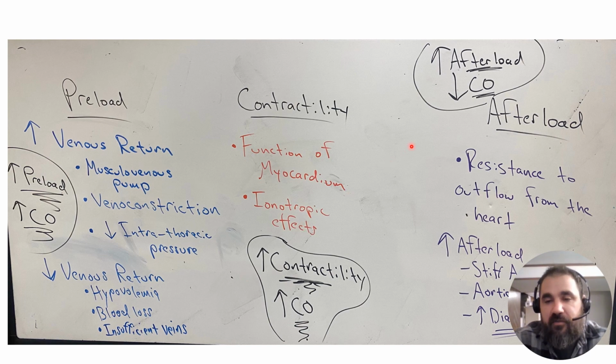This next part here is afterload. So afterload has an inverse relationship to cardiac output, where preload and contractility have a direct relationship. I mean, if they go up, cardiac output should go up. If we increase afterload, cardiac output could go down. So this is the resistance to outflow from the heart, right?